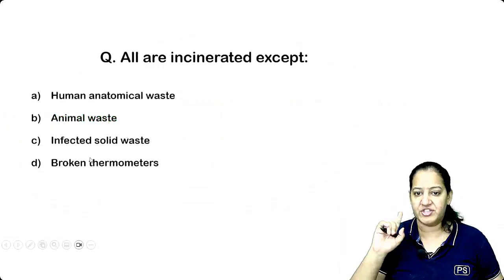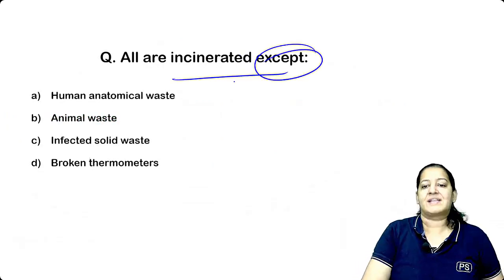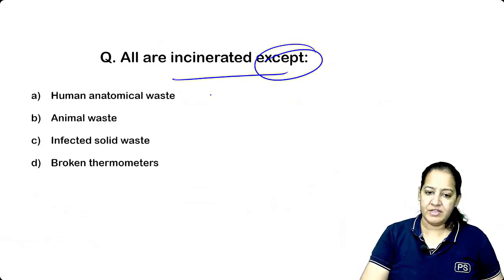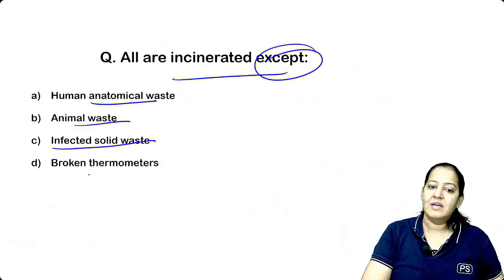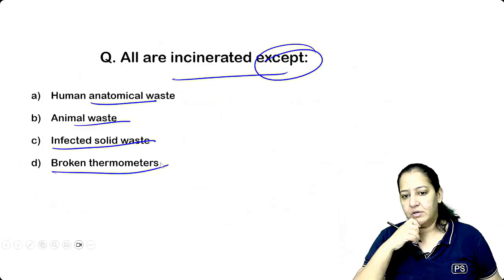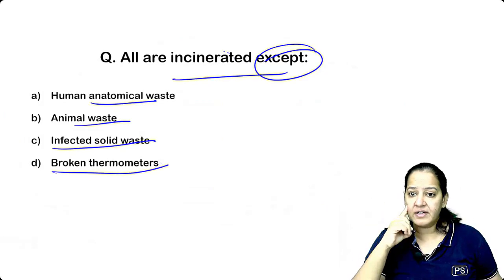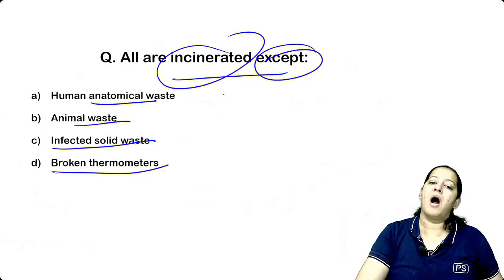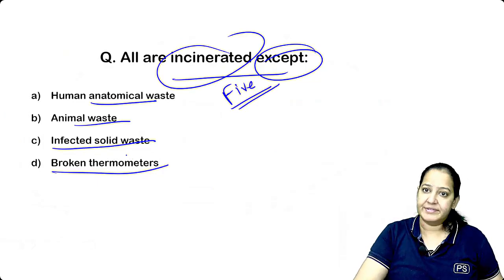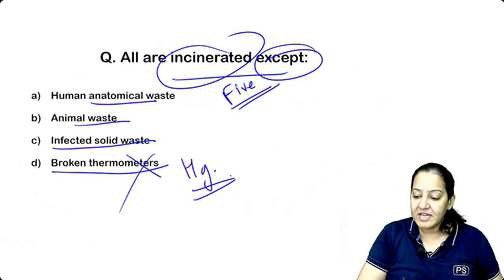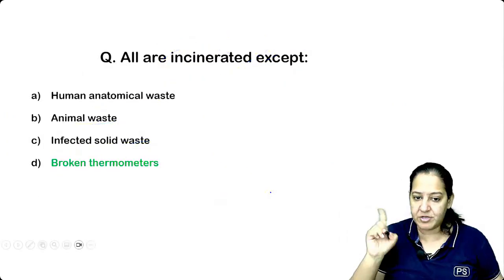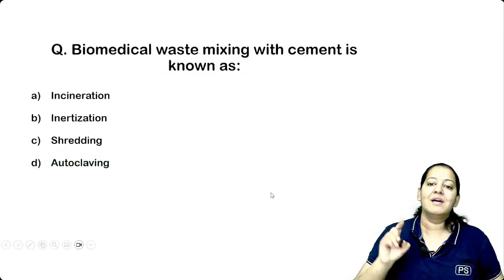You know the contraindication. All are incinerated except, the same question with different options, I guess. Human anatomical waste, animal waste, infected soiled waste, and broken thermometer, which should not be put in fire? Incineration means fire. Thermometers should not be put in fire because they contain mercury. Mercury and cadmium should not be kept in fire. So D is the answer.